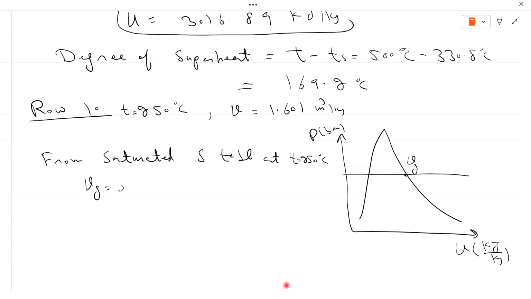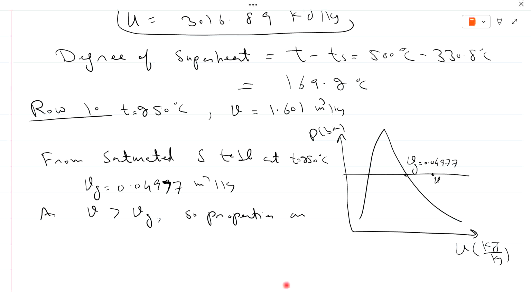Vg is equal to 0.04977 meter cube per kg, but the volume given to us is 1.601, which is more than Vg. It means that V is here, so it is in the superheated region. As V is greater than Vg, the properties are in the superheated region.